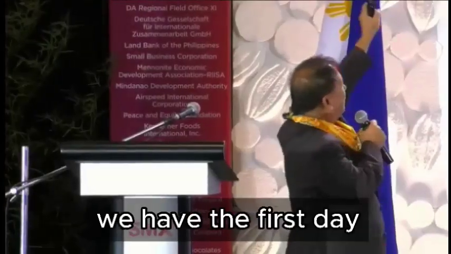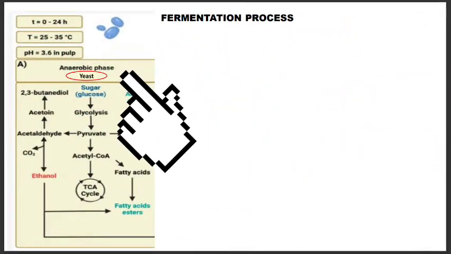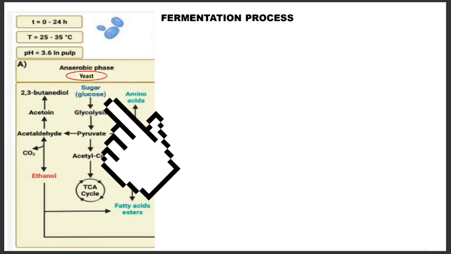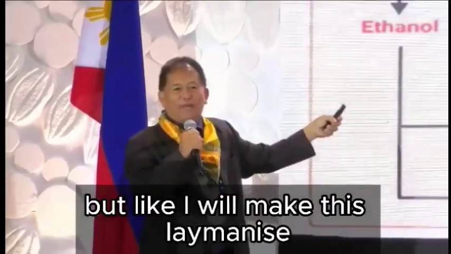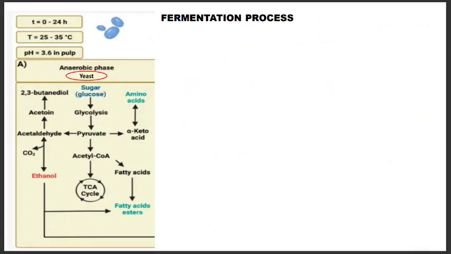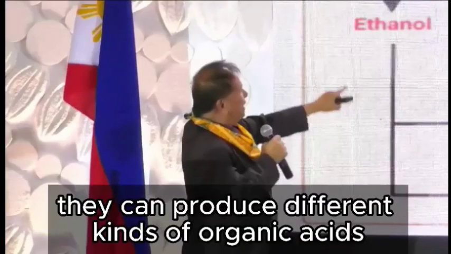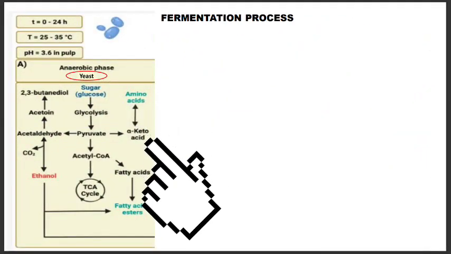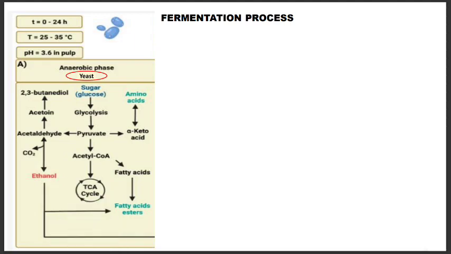First of all, we have the first day, the first 24 hours, and we have here the anaerobic phase, controlled by yeast. Take note, sugar is needed. They need this here for the conversion. And you can see the process. This is technical, but I will make this laymanized. So you have here a sugar converted through glycolysis, so that in other words, they can produce different kinds of organic acids and other compounds. We have the amino acids, fatty acids, and most importantly, ethanol, which will be processed later.